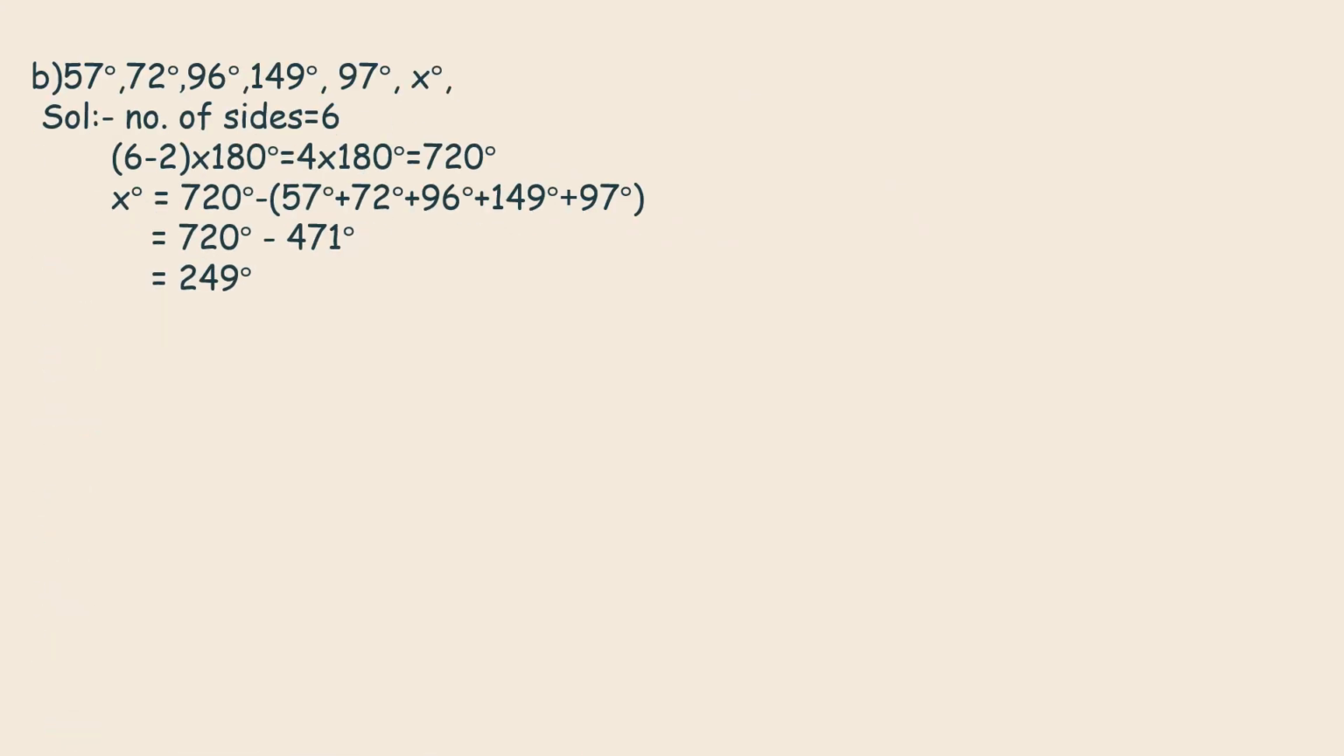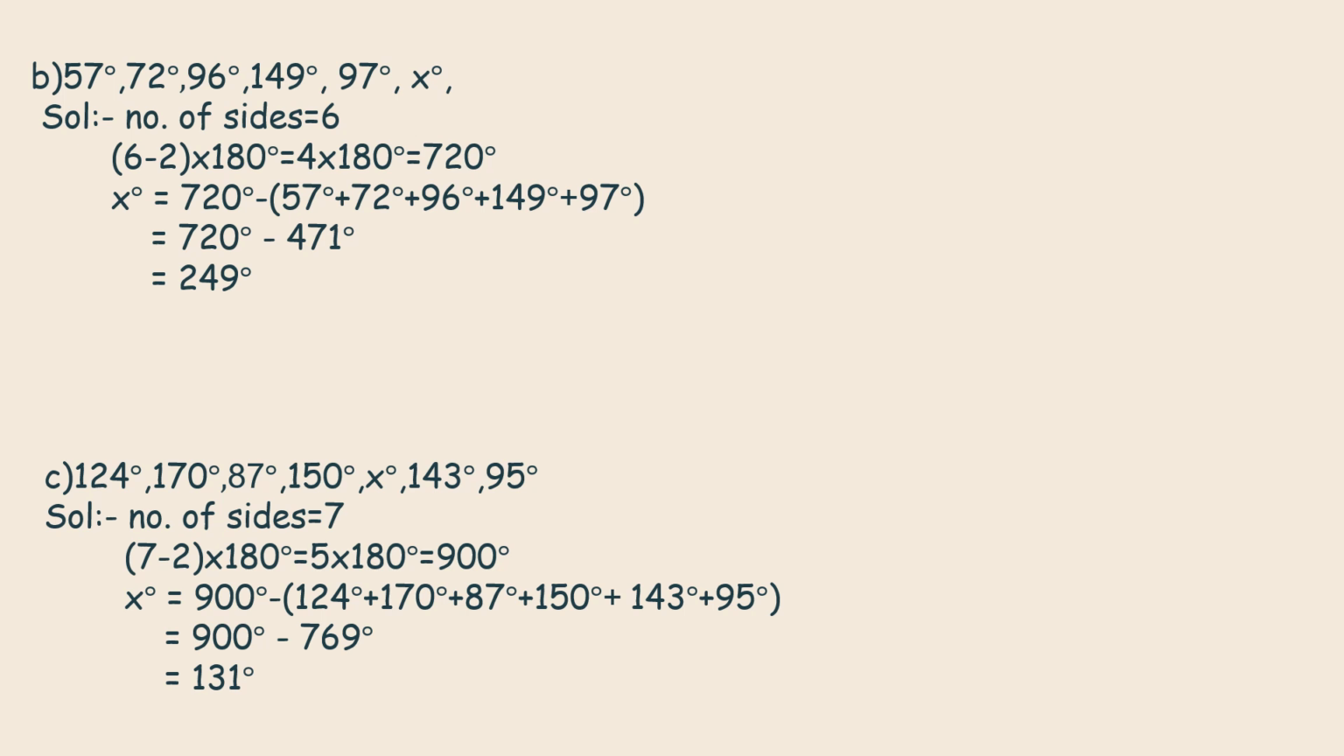Same in case of this second question, B part. Again, how many angles have been given here? Again, 6 angles. So the number of sides is 6. So find out the total. Subtract the sum of the other angles, you will get the value.